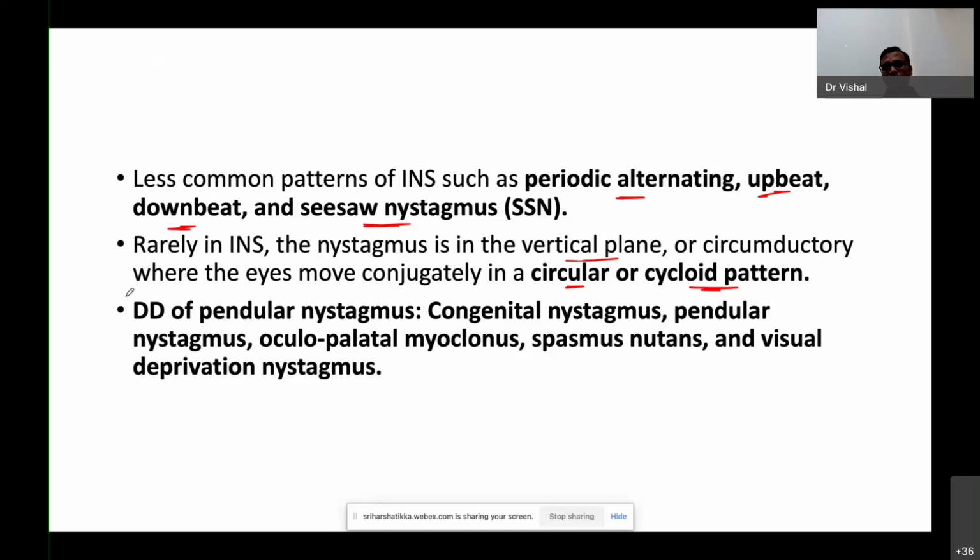And if we look at the differential diagnosis of pendular nystagmus, congenital or infantile nystagmus is not the only cause. It's very important to differentiate it from acquired pendular nystagmus, which can happen in multiple sclerosis. In multiple sclerosis, you can see a pendular variety of nystagmus, and sometimes there could be patients with oculopalatal myoclonus, spasmus nutans, visual deprivation nystagmus. So there are other causes of pendular nystagmus which can be developmental also, or acquired also.